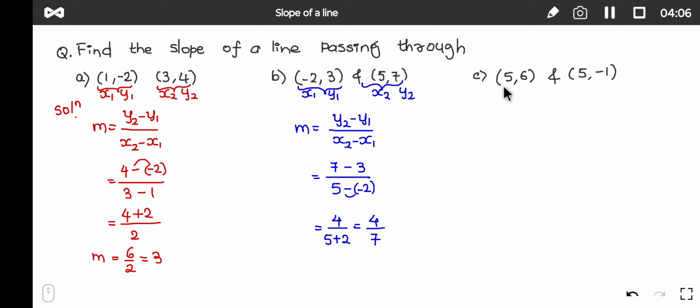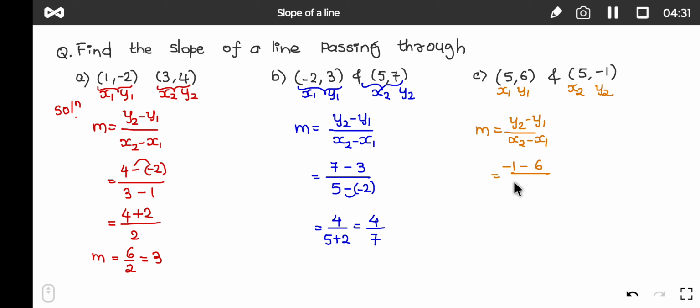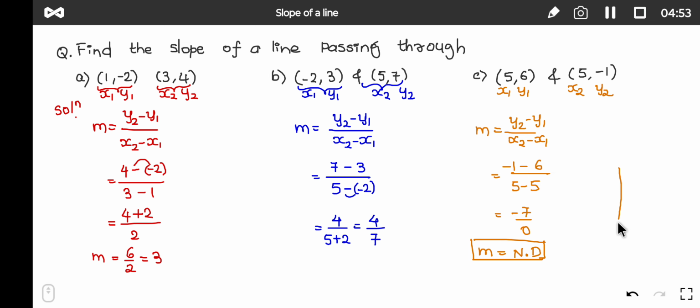And the third one is the line passing through the points 5 comma 6 and 5 comma minus 1. Let's consider x1 y1 and this is x2 y2. So m is equal to y2 minus y1 divided by x2 minus x1. So y2 is minus 1 minus y1 is 6, divided by x2 is 5 minus x1 is also 5. So minus 1 minus 6, which is minus 7, divided by 5 minus 5, which is 0. So the denominator is 0, so the slope is not defined. That means the line is parallel to the y-axis, which means the maximum slope is there.